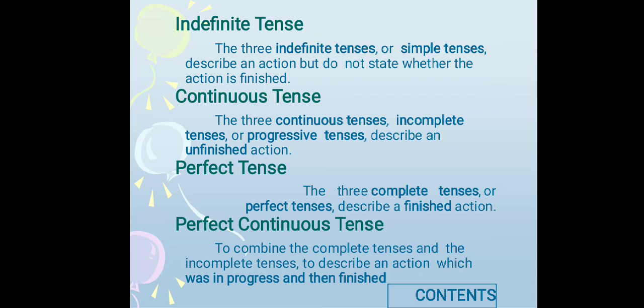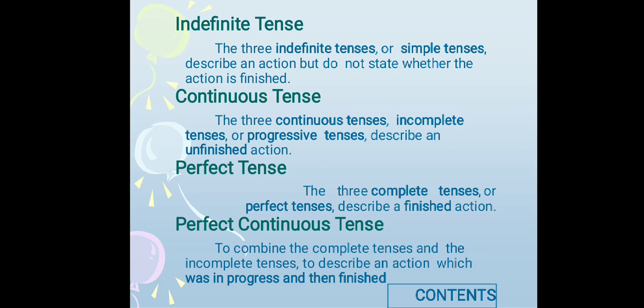Now, what is an indefinite tense? The three indefinite tenses or simple tenses describe an action but do not state whether the action is finished. Continuous tense: the three continuous tenses, incomplete tenses or progressive tenses, describe an unfinished action. Talking about the perfect tense, the three complete tenses or perfect tenses describe a finished action.